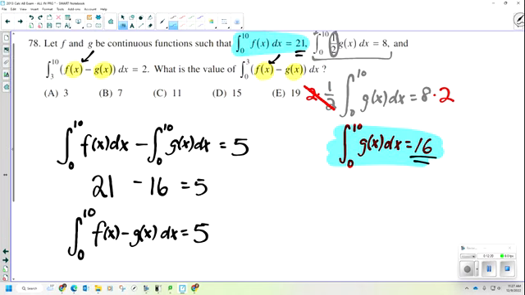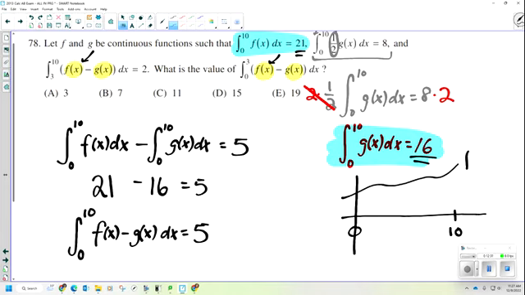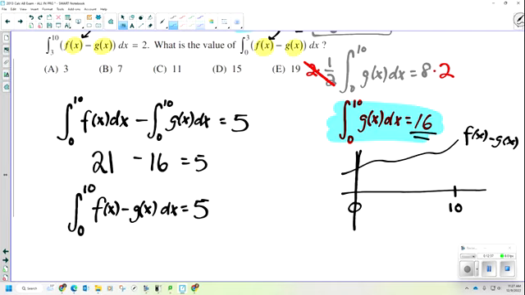Here's the awesome part. If I were to represent this as a graph from 0 to 10, and there's some curve, which is f of x minus g of x, this area under the curve from 0 to 10 is an area of 5. This whole thing is 5.